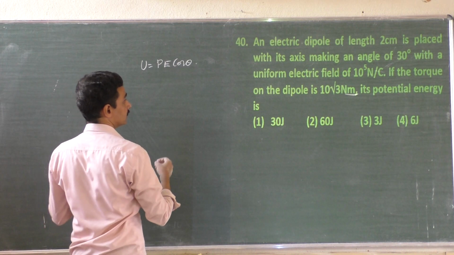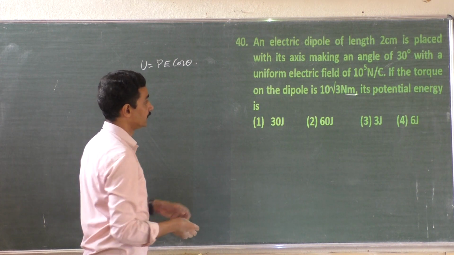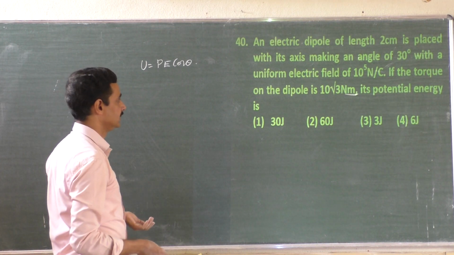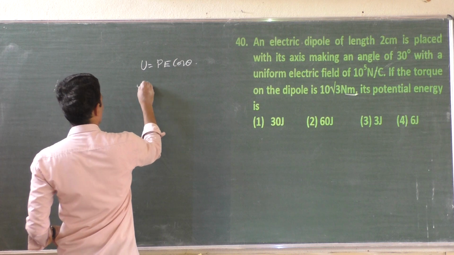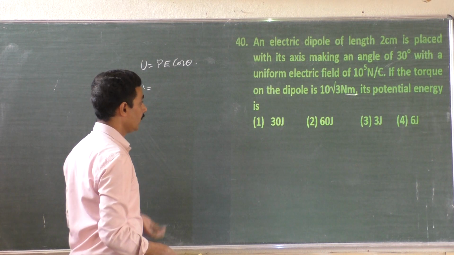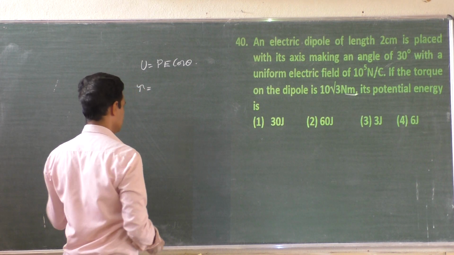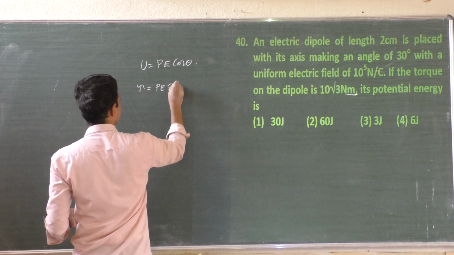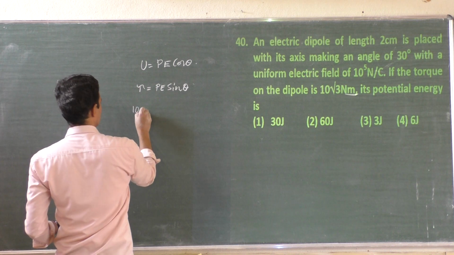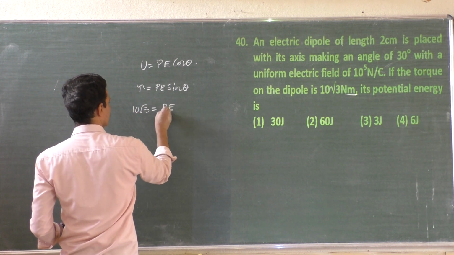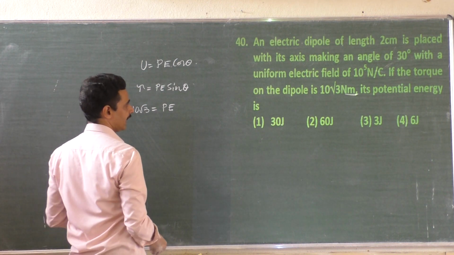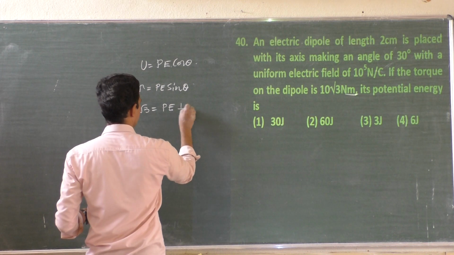What about the torque acting on the dipole? It is given uniformly. The electric dipole of length 2 cm is placed with its axis making an angle of 30 degrees with a uniform electric field. Torque you can find out. You are asked to find the potential energy if the torque is so much. Torque is pE sin theta. So the only difference is cos theta and sin theta. Torque is 10 root 3. I don't know p, I don't know E, same pE here, so that's why I am using the torque formula. pE sin theta, sin 30 is half.